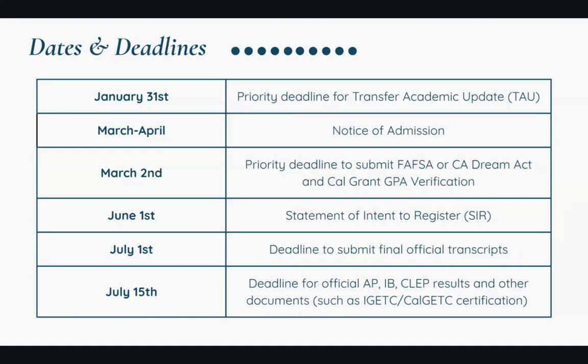If accepted to a university, you will need to submit your statement of intent to register by June 1st. July 1st will be the deadline to submit official transcripts, and July 15th will be the deadline to submit your official test scores, whether that be AP, IB, or CLEP, or any other documents such as IGETC or CalGETC certification.